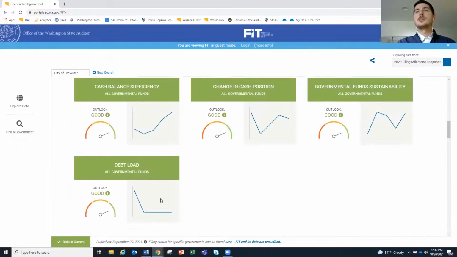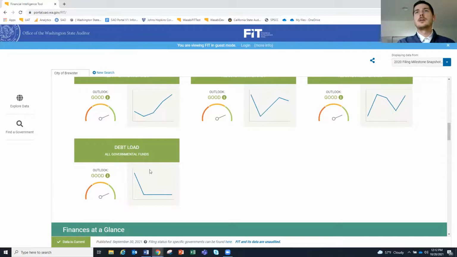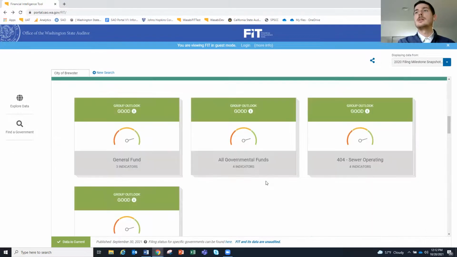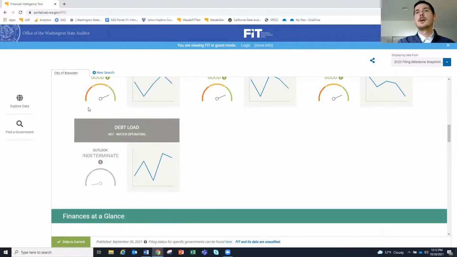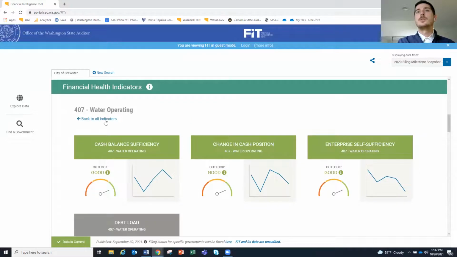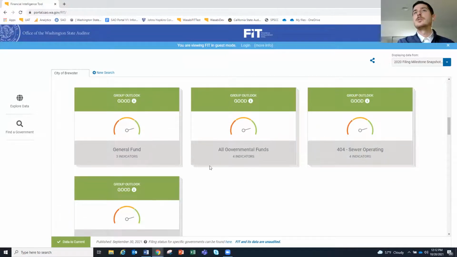So as you can see here in debt load, or in all governmental funds, we have the three indicators that were shown in the general fund plus your debt load here. Remember, the other location was within any of the individual enterprise funds, which are reporting debt load is included here as one of the four here. And you notice that in enterprise funds, the governmental sustainability is replaced with enterprise self-sufficiency. So when you're on this kind of more multi-fund view with the group outlooks, notice the indicator numbers are listed there. So general fund has 3, and the others have 4, which are combinations of all of those 5.